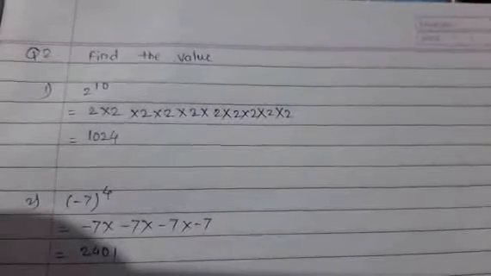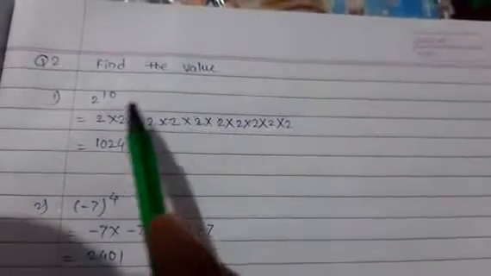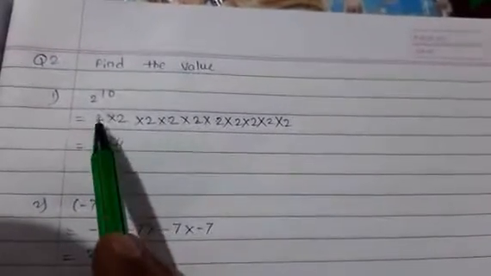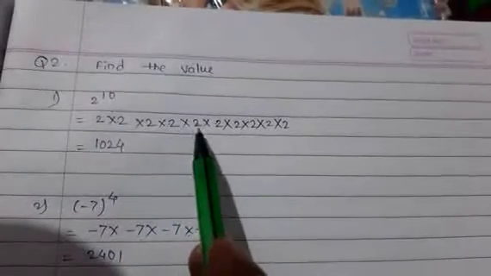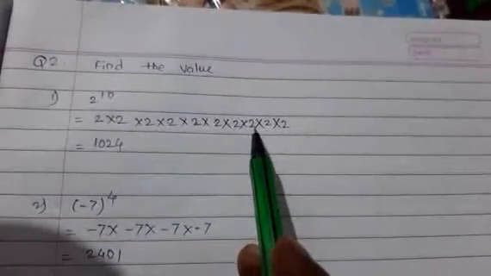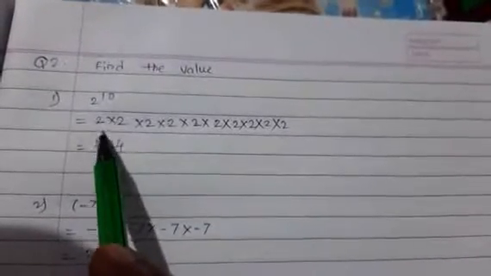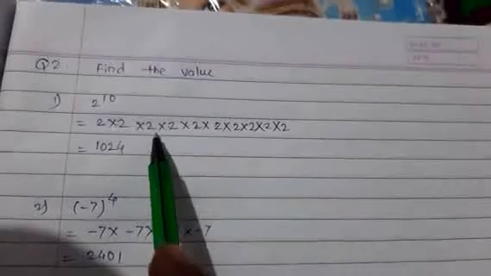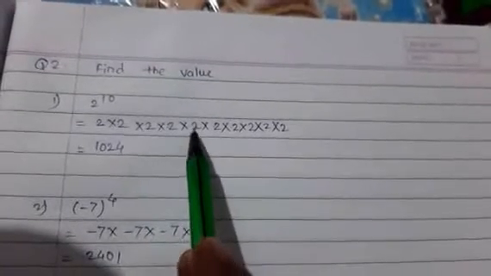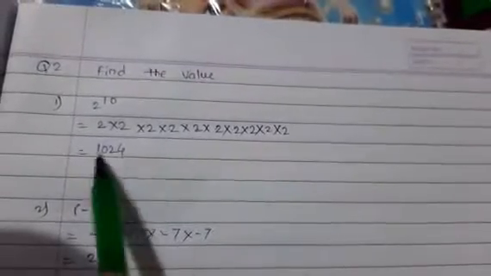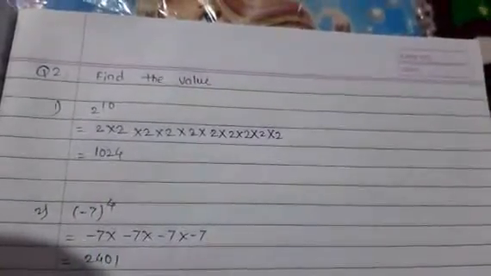This will be homework. The second question from the practice set is to find the value. Out of that, I have chosen 2 raised to 10. It indicates that 2 is multiplied 10 times: 2 into 2 into 2 into 2 into 2 into 2 into 2 into 2 into 2 into 2. Find this value. 2 2s are 4, 4 2s are 8, 8 2s are 16, 16 2s are 32, 32 2s are 64. Continue like this. The last answer will be 1024.